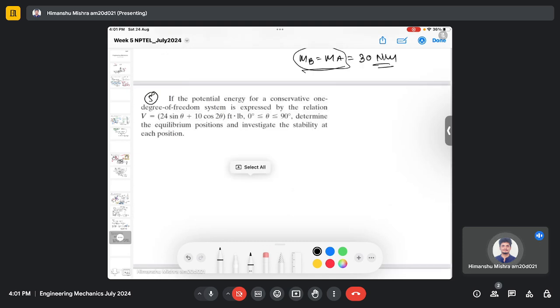So let's start with an easy problem. Here we are given that the potential energy for a conservative one degree of freedom system is expressed by the relation V equals 24 sin theta plus 10 cos 2 theta, where theta lies from 0 to 90 degrees. Determine the equilibrium position and investigate the stability at each position.